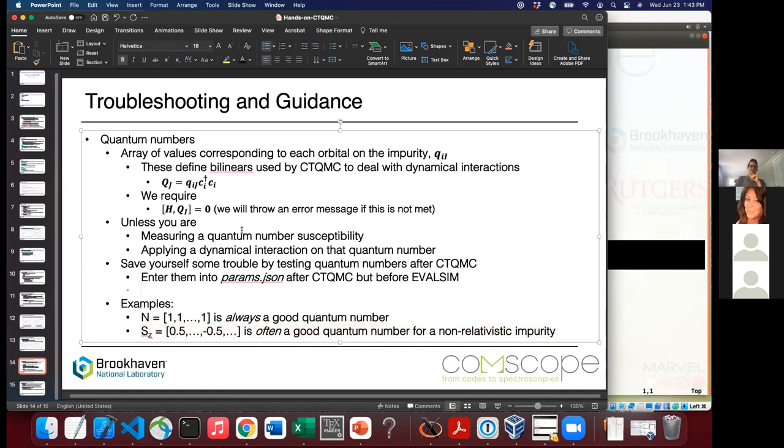And CTQMC can test for you. This is sort of advanced if you're dealing with these dynamical interactions. It's much harder for CTQMC to handle them, so we have to be careful about how we construct them.